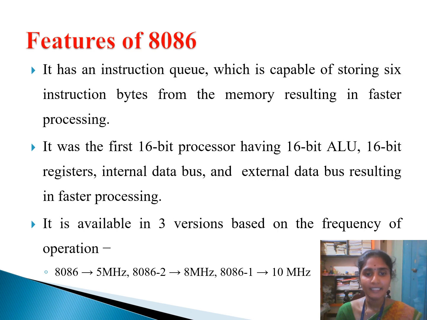8086 is available in three versions based on the frequency of operation. The first one is 8086 with 5 MHz, the second one is 8086-2 with 8 MHz, and the third one is 8086-1 with 10 MHz.